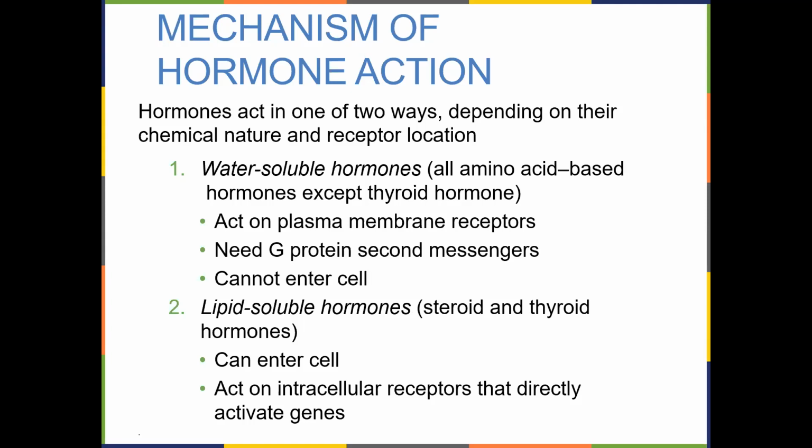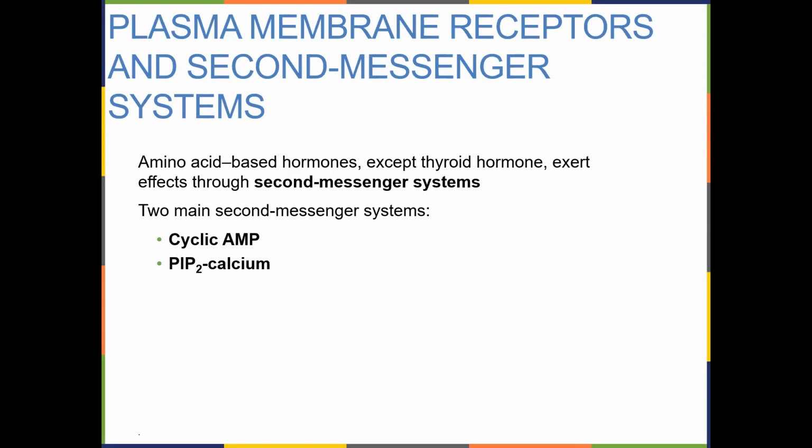It's because they're all water soluble except thyroid hormone. So if you are a large hormone, an amino acid hormone, and you're soluble in water, you can't get into the cell. You have to use something known as a second messenger. Second messenger is called a G protein second messenger. And there are two types of second messengers, cyclic AMP and the PIP calcium.